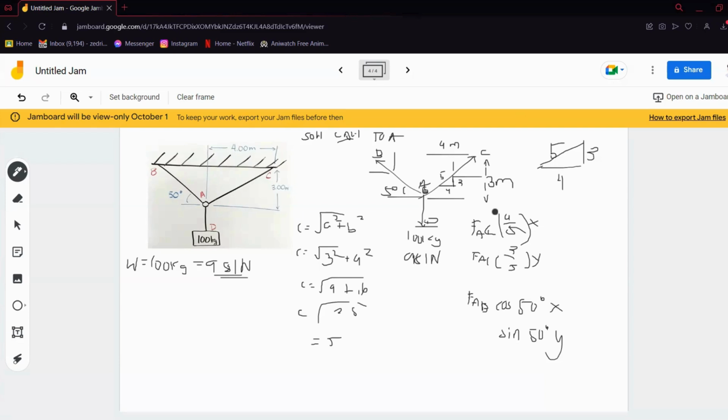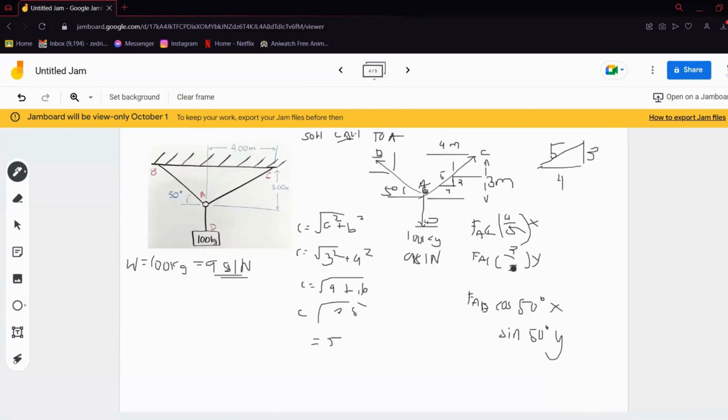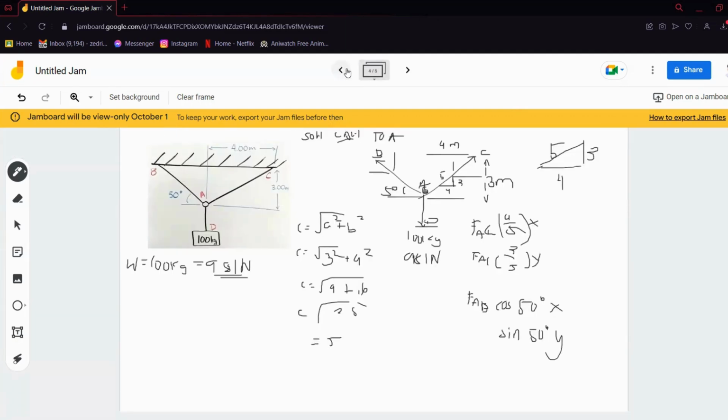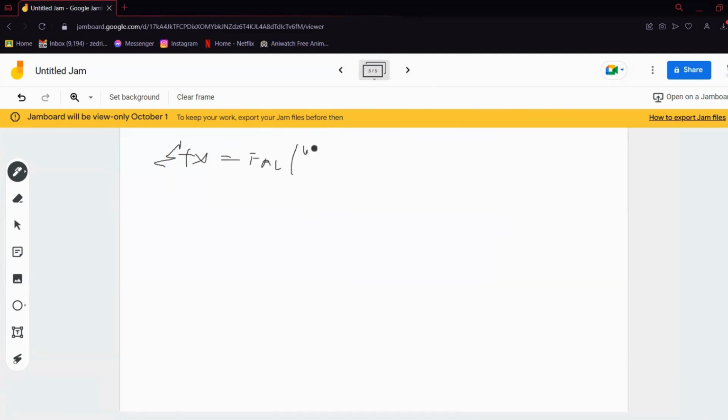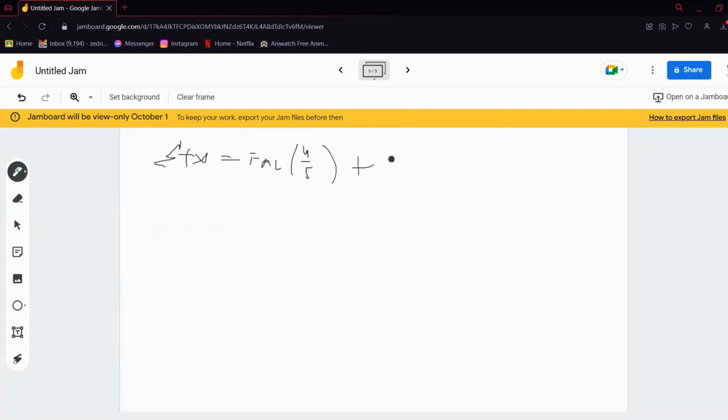So now we can move forward with the summation of forces. For the summation of Fx, we have forces right here, FAC, let's see, from point C, there's 4 over 5, plus this one, acting force AB. Force is acting from point A to point B. There will be cosine, oops, cosine this. And now you do the math.